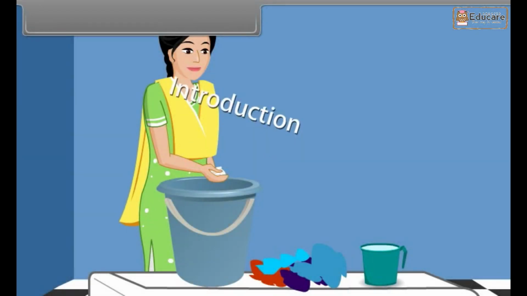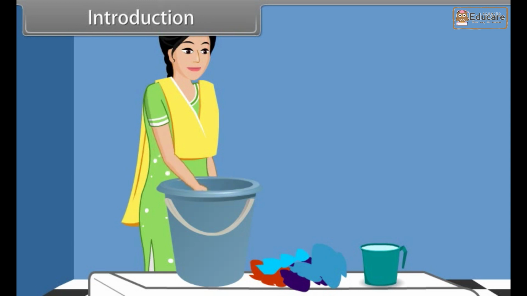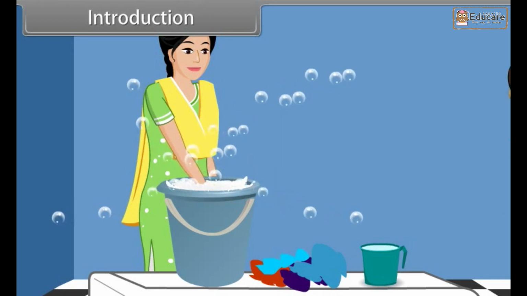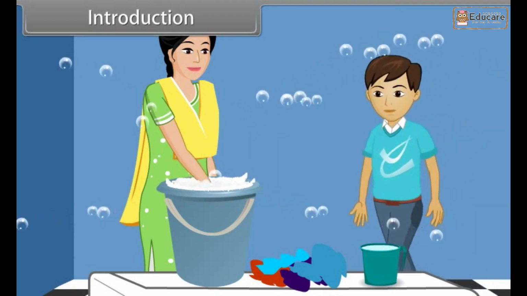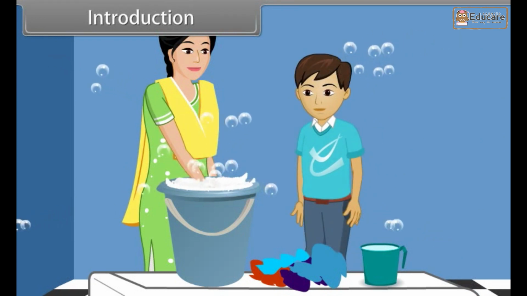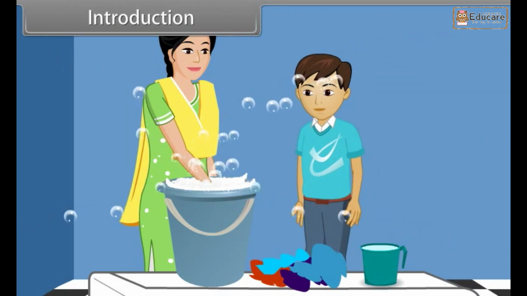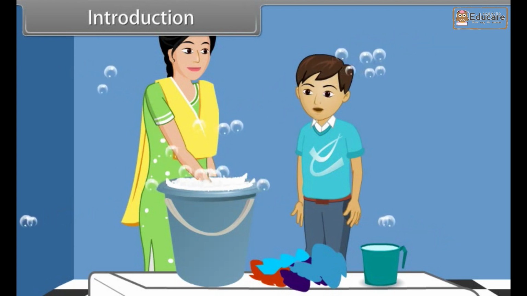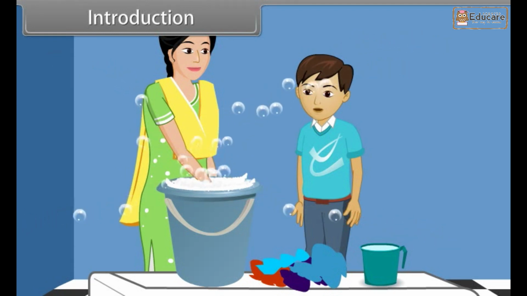Introduction. Ravi's mother is pouring detergent powder into a water bucket and shaking it well by hand. Due to this, a lot of soap bubbles are produced and come out of the bucket. Ravi, watching this curiously, asks his mother why soap bubbles are stable while water bubbles are not.